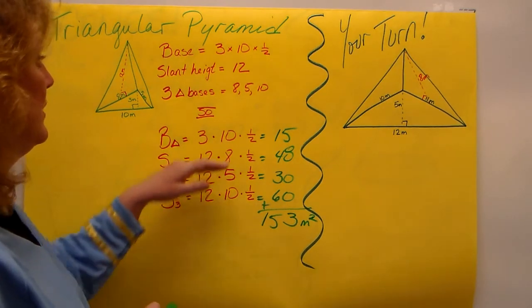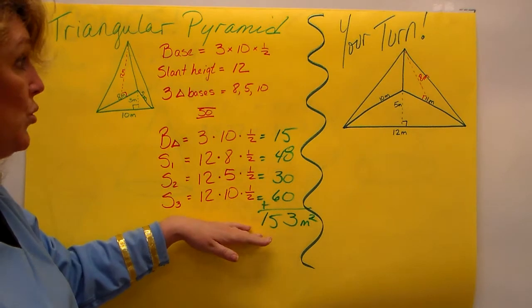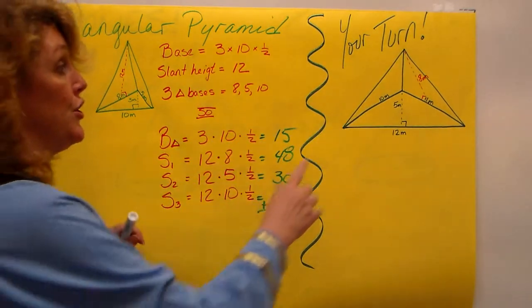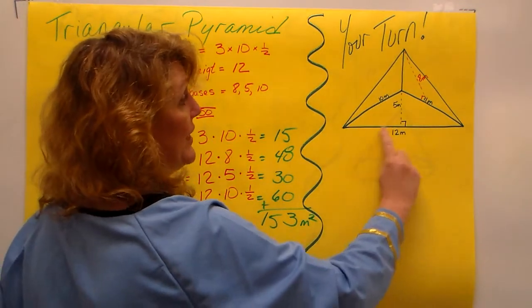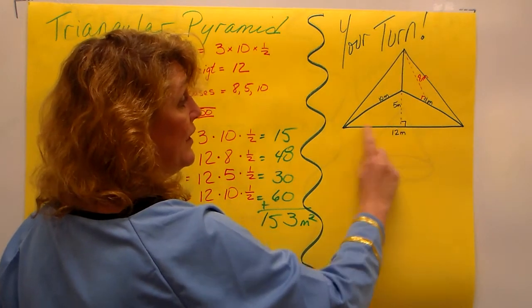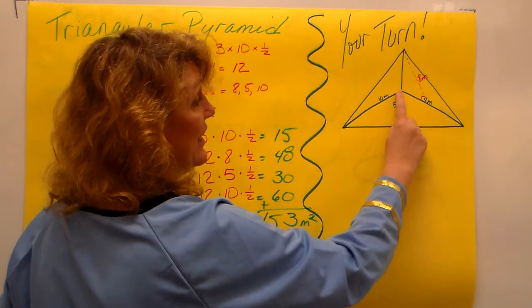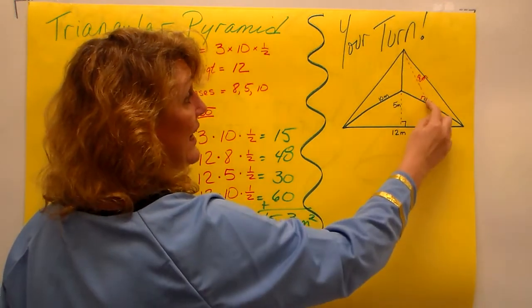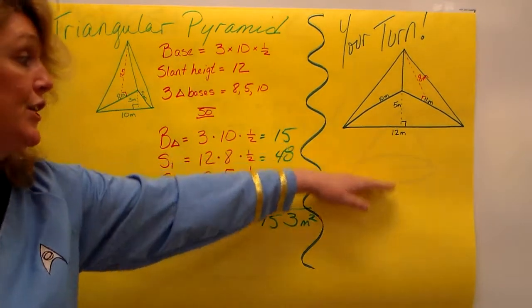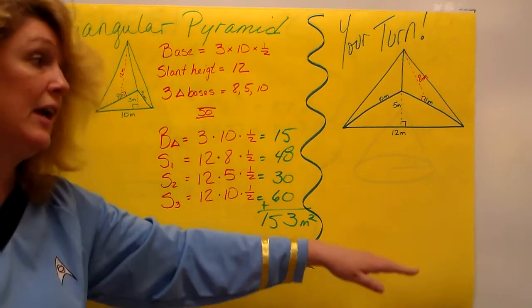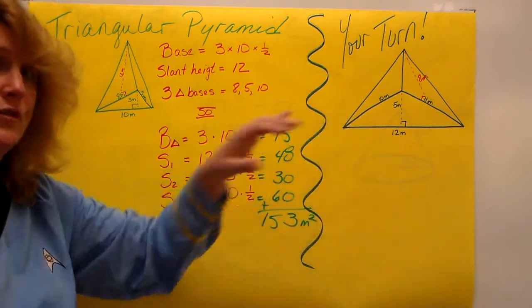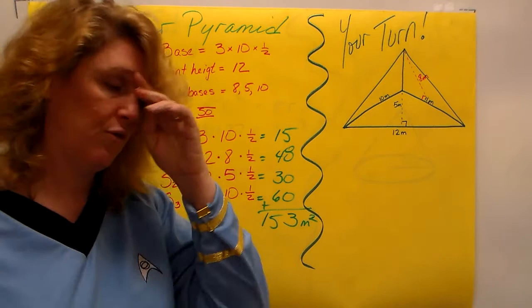All right? I want to see all this work. Your turn. You've got a triangular pyramid with a base that's 12 times 5. Your base has a side of 12, a side of 11, a side of 10, with a slant height of 8. So I want to see you build your matrix and see if you can work out the surface area of this. Hit pause and go for it.